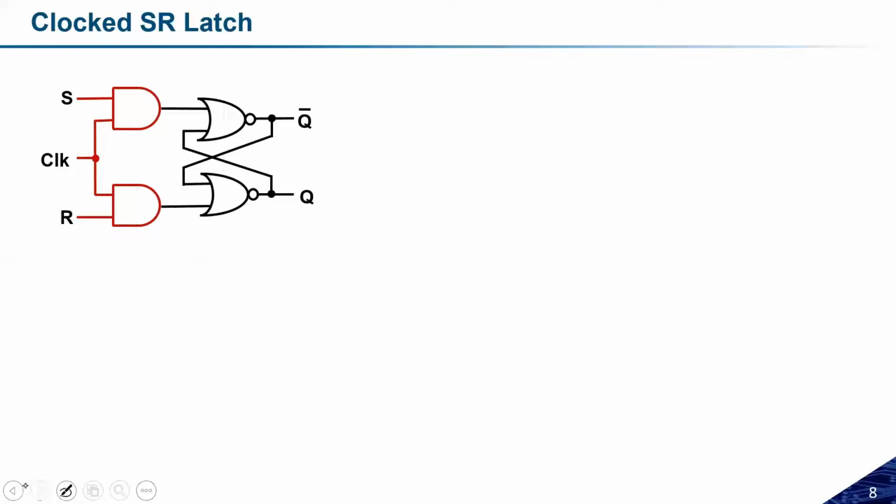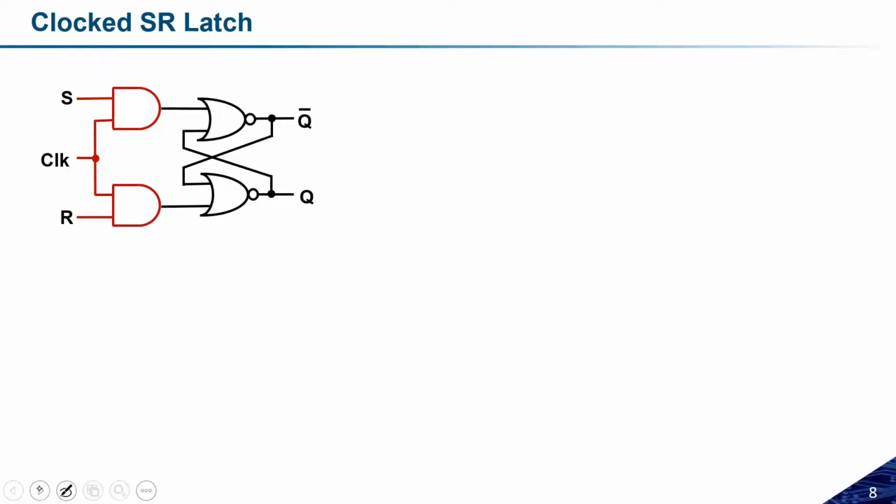Now, suppose I want to make a clocked SR latch. We know that we need to add two AND gates, and one input of both AND gates will be tied to one signal, which we call the clock, and the set and reset are just like before. The outputs of both AND gates will be connected to the inputs of the NOR gates. Okay, so this is the simple structure of the clocked SR latch, which we know.